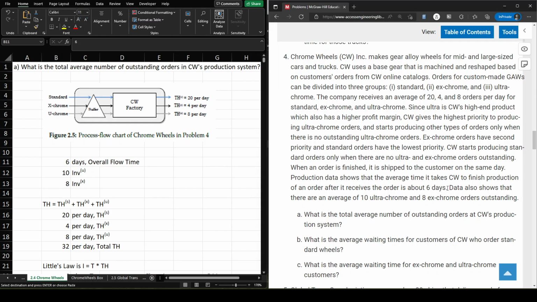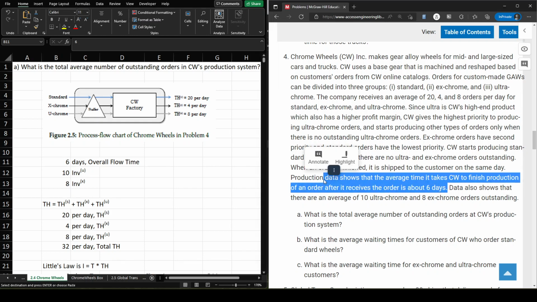How do we know that? It says right here, production data shows that the average time it takes to finish production of an order, and this is a generic order, after it receives the order, is about 6 days. So this is across all different products. This is the average overall flow time.